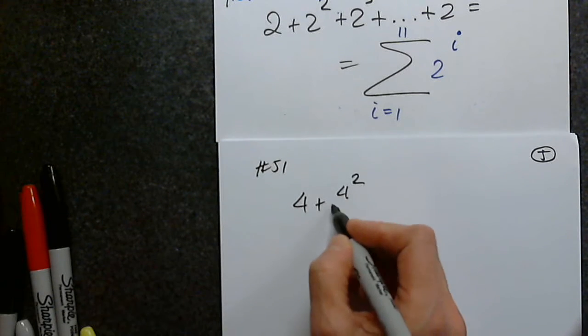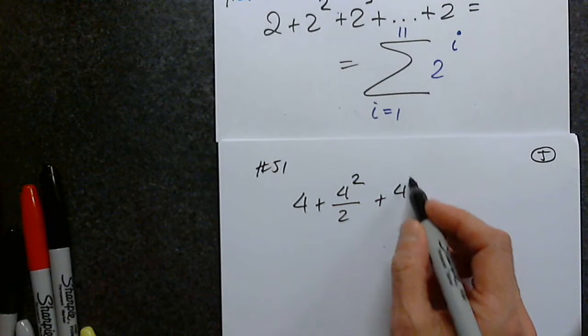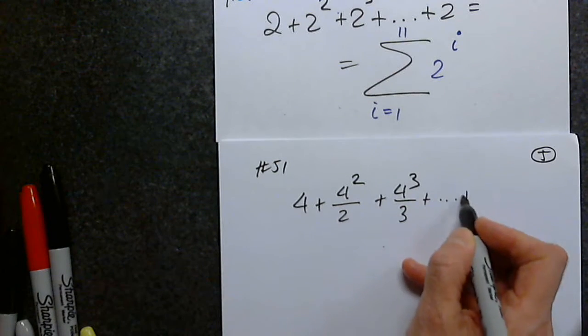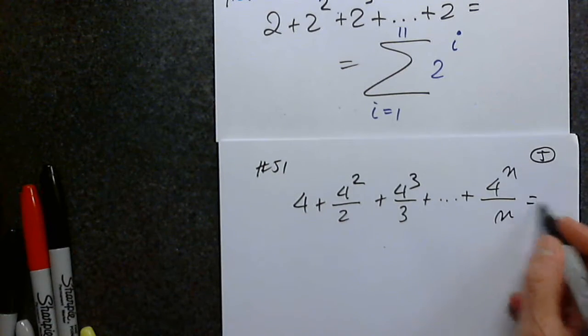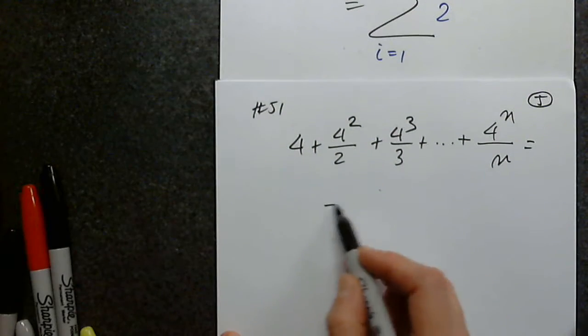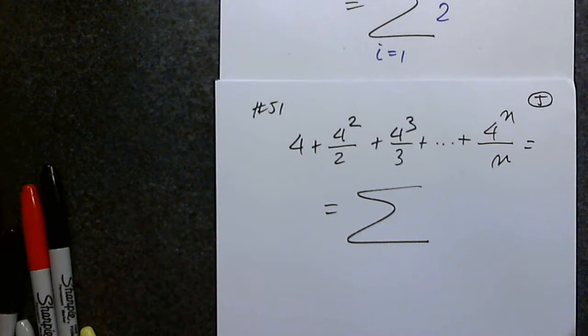4, 4 squared over 2, 4 cubed over 3, plus dot dot dot, plus 4 to the nth over n. They want us to write it condensed. It's a sum of terms and we want to write it using the summation notation. And that will be the end of the material for this semester. Done. No more new.